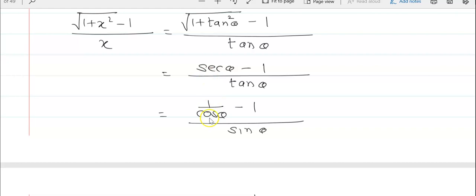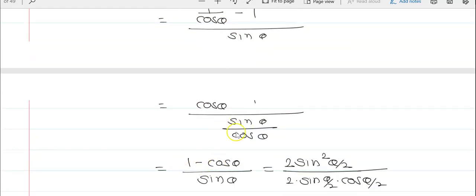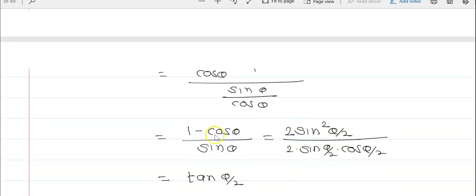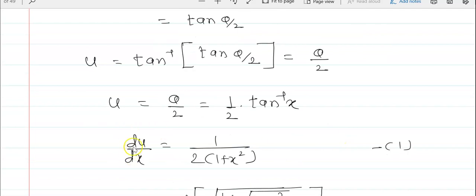Now sec theta means what? 1 upon cos theta. Minus 1 upon tan theta means what? Sin theta upon cos theta. And if we simplify it, that is 1 minus cos theta upon sin theta upon cos theta. That cos will get cancelled, and that's why you will get 1 minus cos theta upon sin theta. Therefore, 1 minus cos theta is 2 sin square theta by 2 upon 2 sin theta by 2 into cos theta by 2. Now sin theta by 2 gets cancelled. You are getting tan of theta by 2. Therefore u is equal to tan inverse of tan of theta by 2, which is theta by 2.